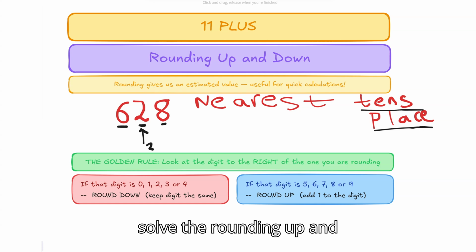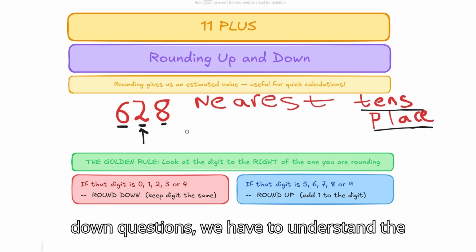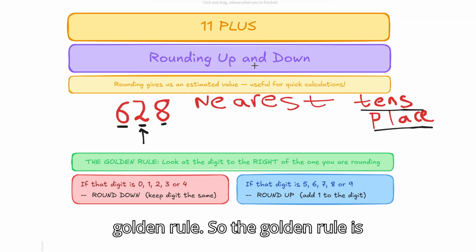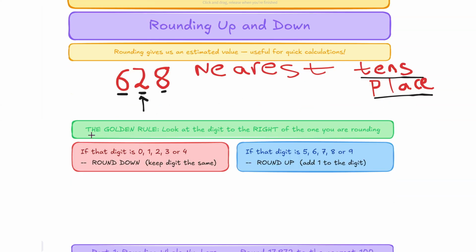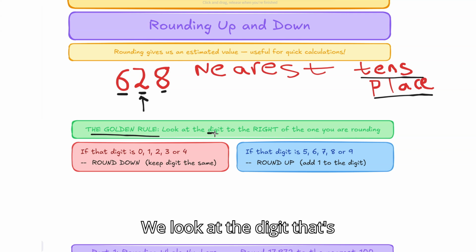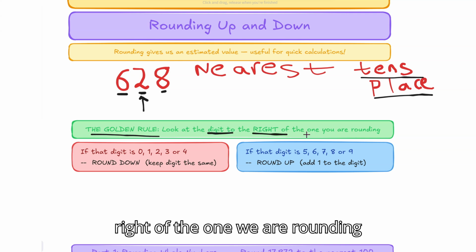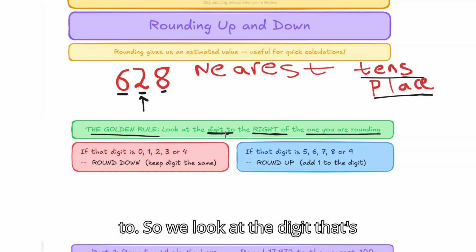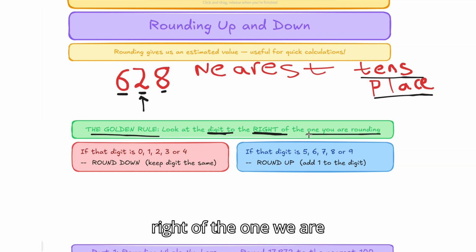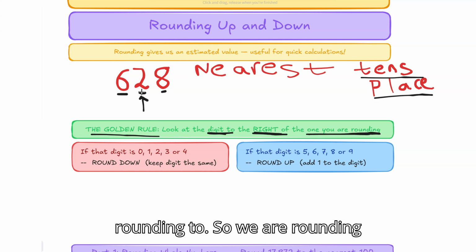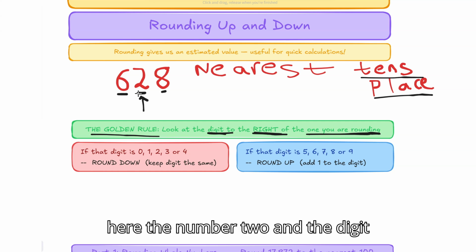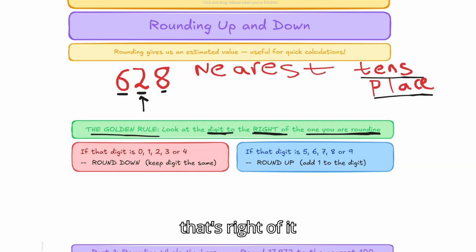Now, to be able to solve rounding up and down questions, we have to understand the golden rule. The golden rule is: we look at the digit that's right of the one we are rounding to. We are rounding the number 2, and the digit that's right of it is the number 8. So we have to look at the number 8 to round the number 2.